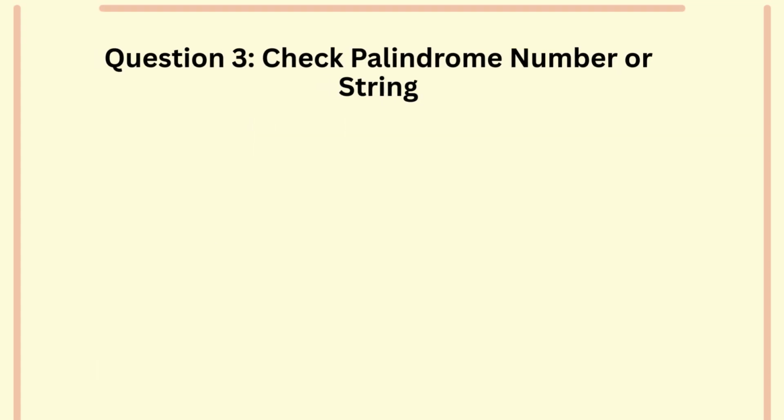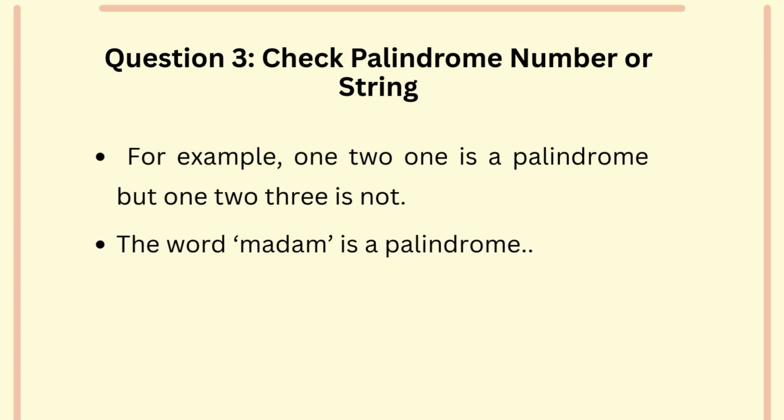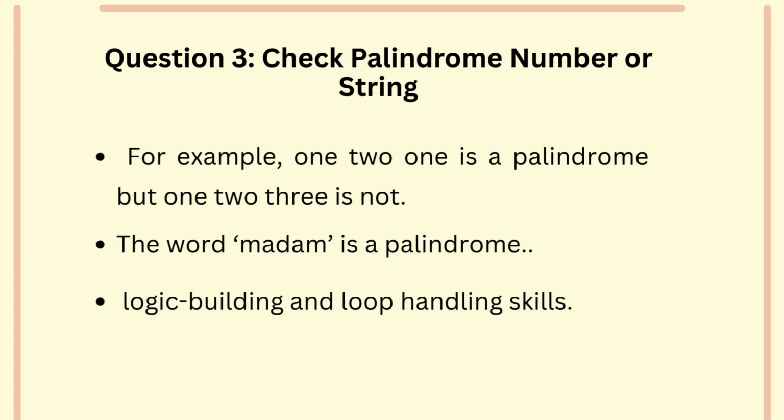The third question is checking for a palindrome. A palindrome means the number or word remains the same even after reversing. For example, 121 is a palindrome but 123 is not. Similarly, the word madam is a palindrome. This tests your logic building and loop handling skills.